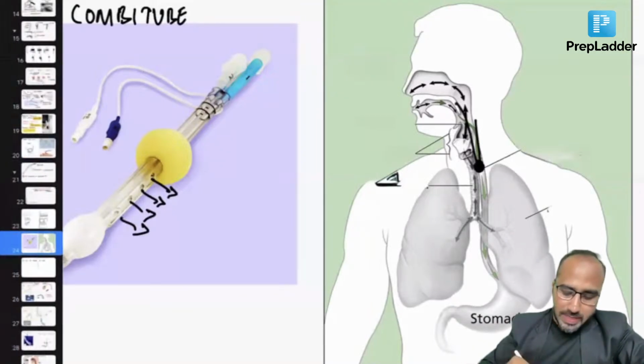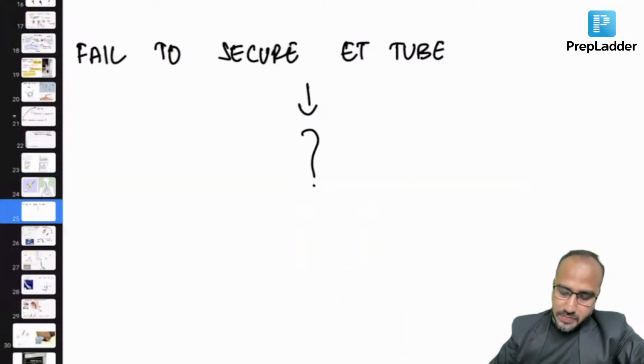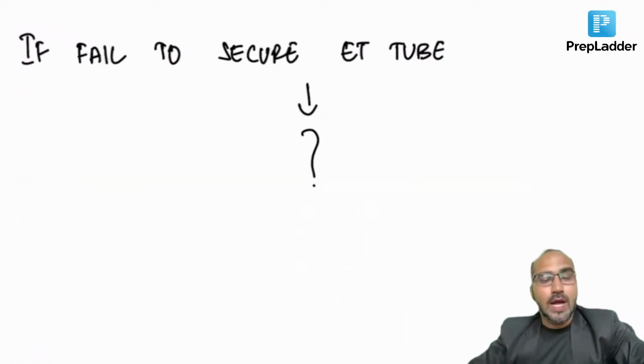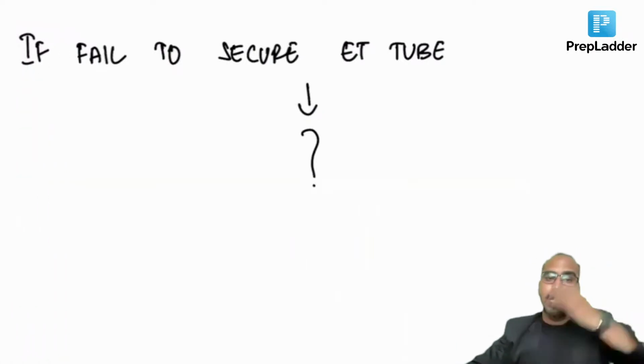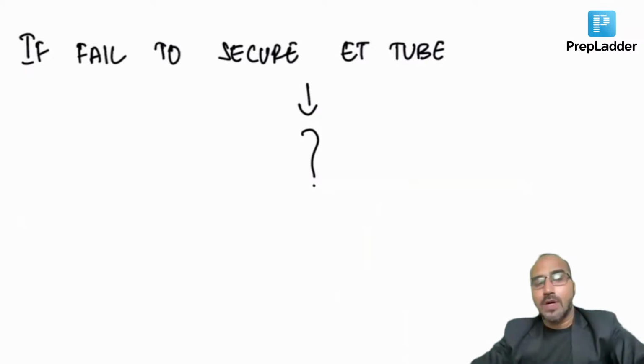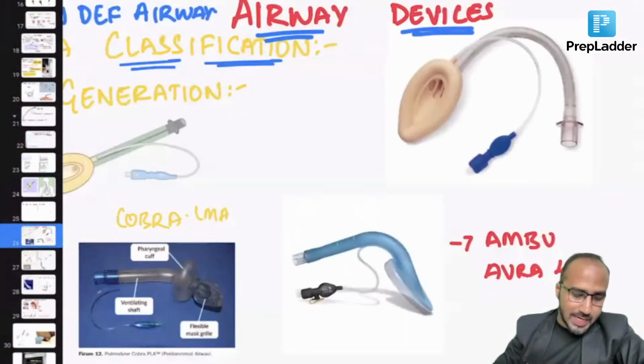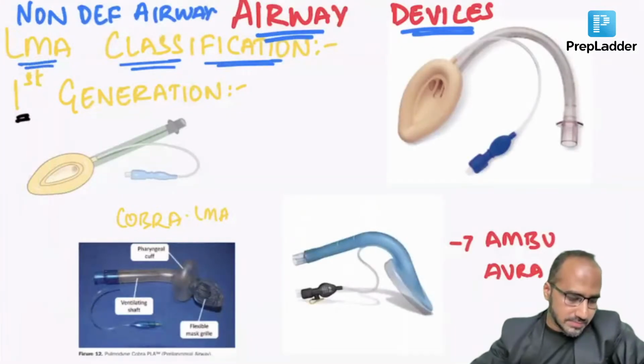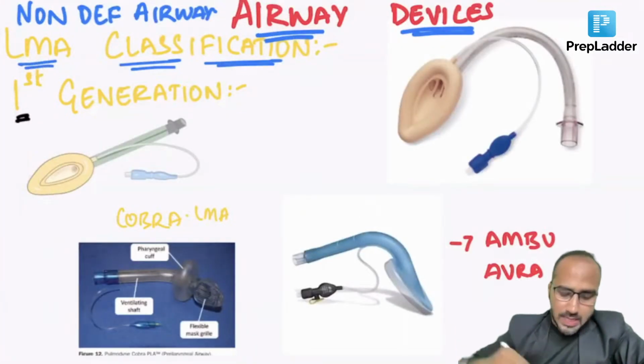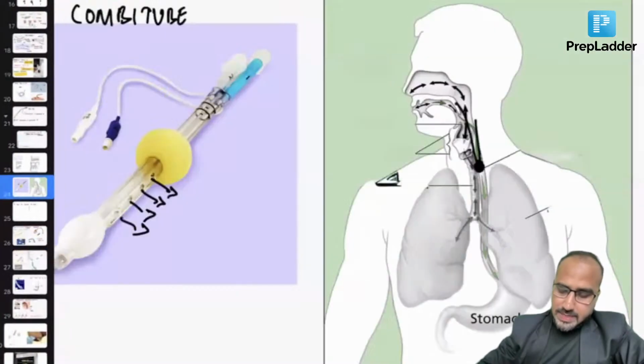Okay. Combi tube, it is used in emergencies. Now, guys, imagine if you have failed to intubate a person. If you have failed to intubate a person, then what do you require, guys? You require a device which is called LMA. Okay. Combi tube, is it not clear?